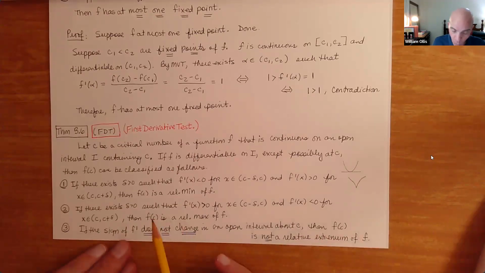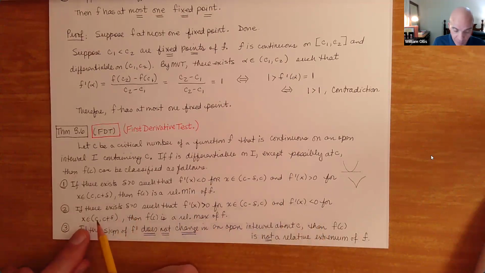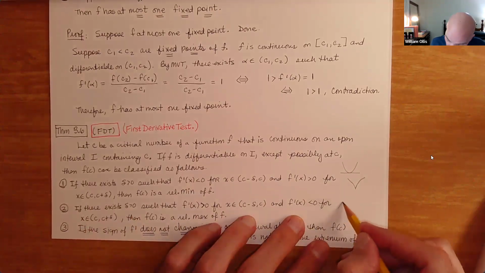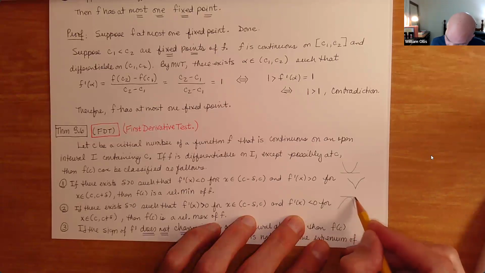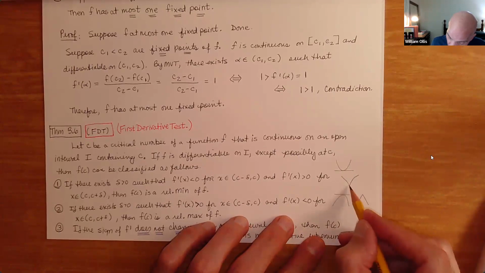Now, of course, what about the relative maximum? Well, we'll just flip it around. So if there exists a delta positive such that f prime of x is greater than 0 to the left of C, C minus delta to C, and f prime of x is less than 0 for x an element of C, C plus delta, that is to the right of C, then we have a relative max. So we have increase, decrease, relative max, or maybe we have something like this, relative max, relative min.